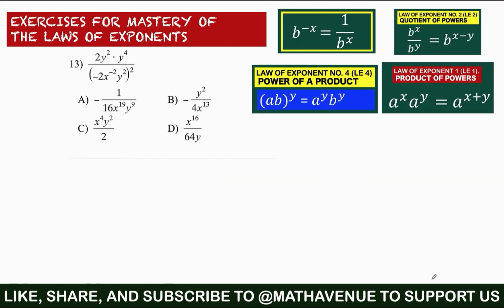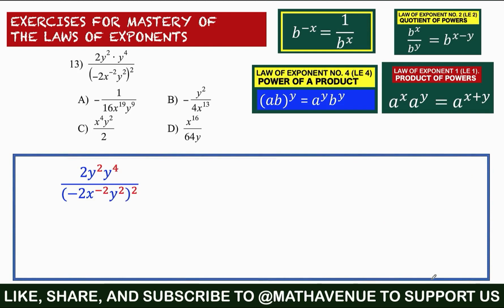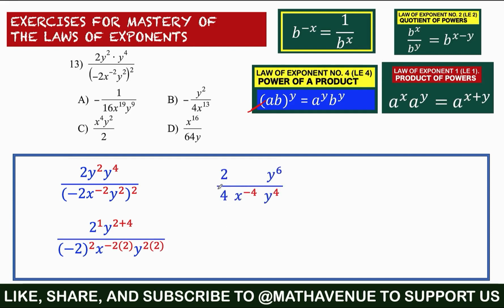Number 13. So here we're going to apply 4 different laws of exponents. Copy the problem. What can we do? Notice that in the denominator, this is the form of law of exponent number 4. So let's apply the law of exponent number 4. Each of the factors is raised to the outside exponent 2. Then simplify. Now group together those factors that have the same variables.